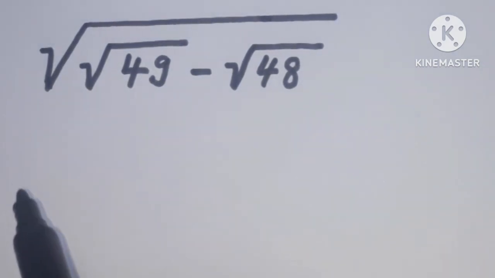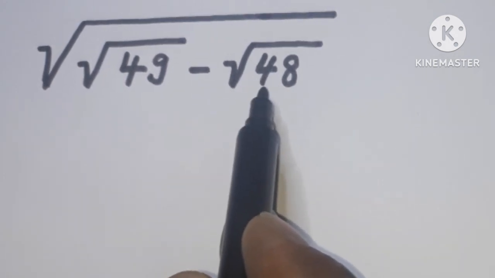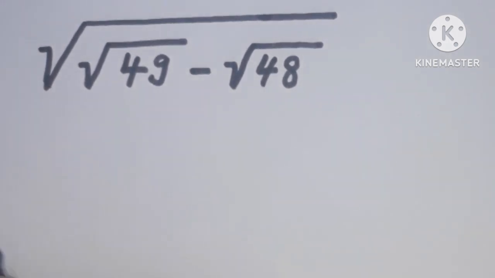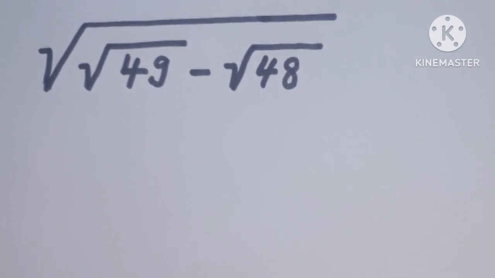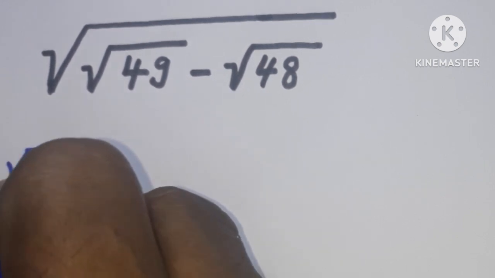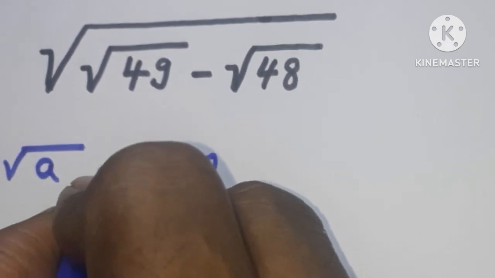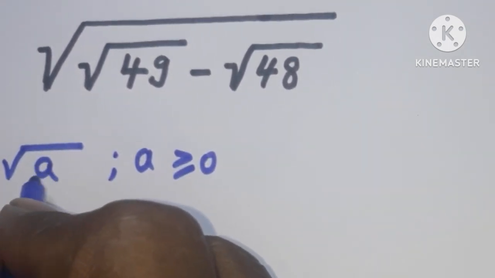Today we have this question: root under 49 minus root under 48. How can we solve this question? We know one concept: if something is inside the root, suppose a is inside the root, then this a should be greater than or equal to 0. Then this root will be defined.